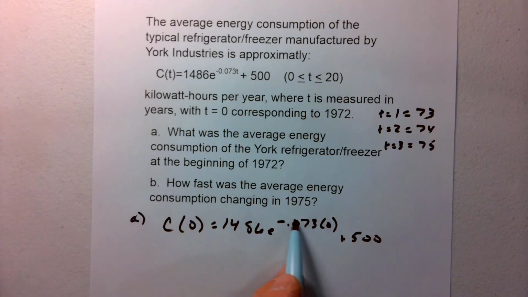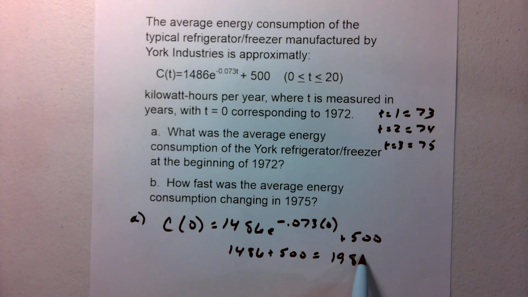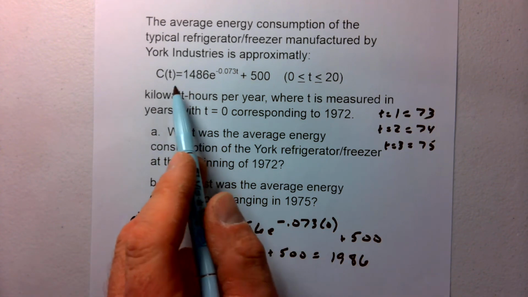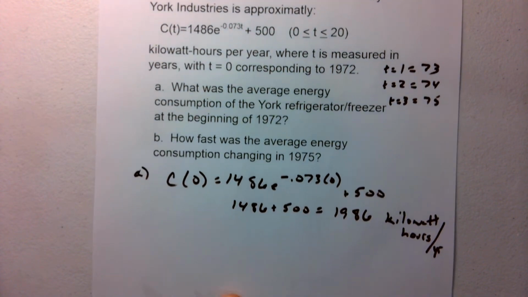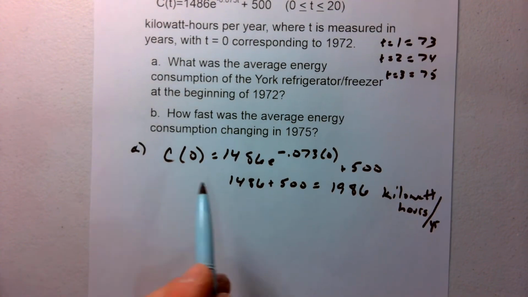0.073 times 0 is 0. E to the 0 is 1. So I have 1,486 plus 500, which is 1986. Our units on this is in kilowatt hours per year. So kilowatt hours per year. And that answers our first part.